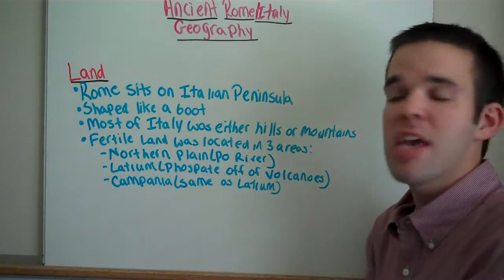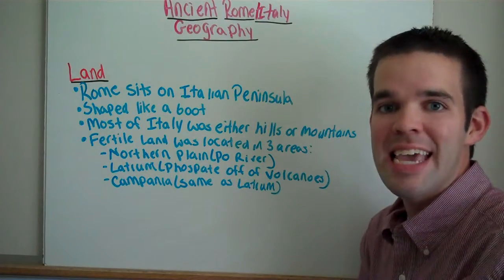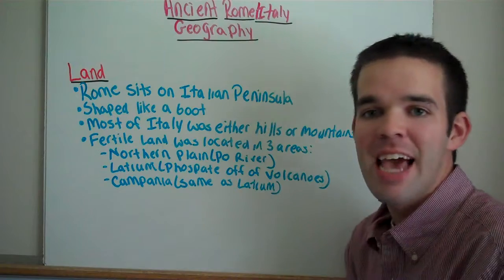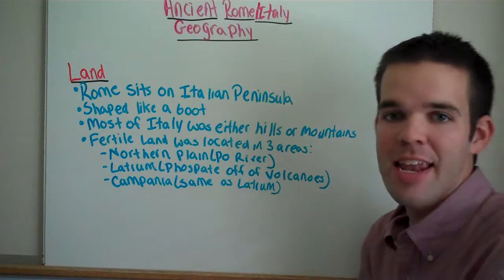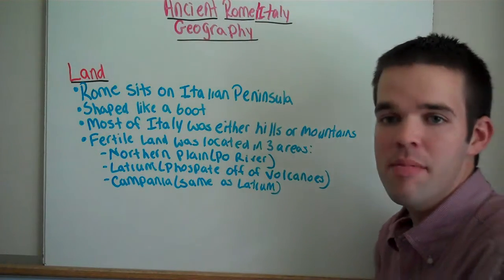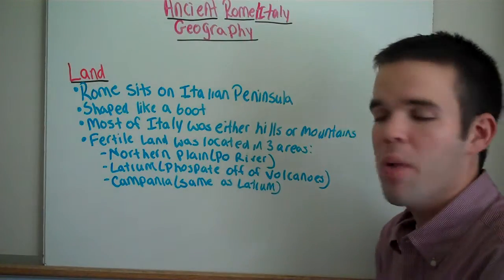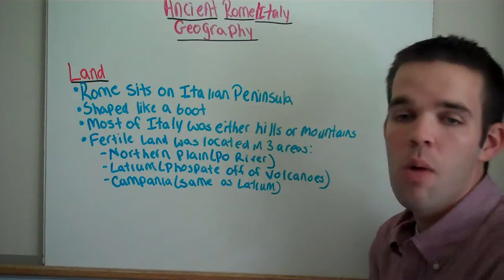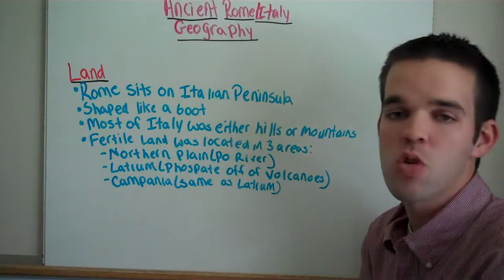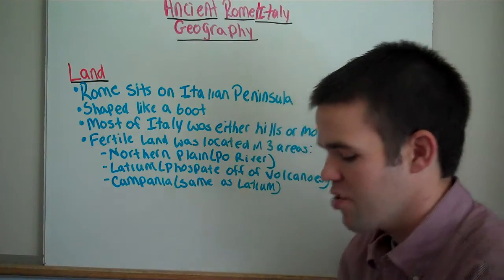Going to cover the geography of ancient Rome and Italy as well. In today's lesson, we're going to cover the land area of ancient Rome and Italy. We're also going to discuss the main waterways of ancient Rome and Italy. And we're going to wrap up today's lesson with the natural resources of Rome and Italy as well.